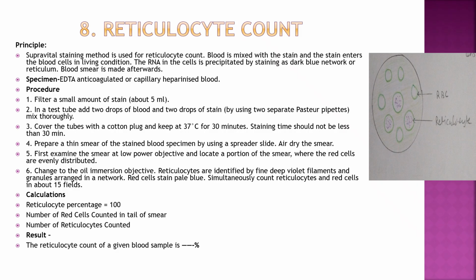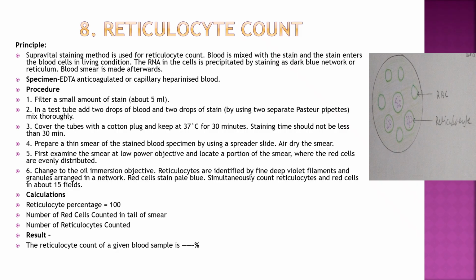Procedure: in a test tube, take 2 drops of blood and 2 drops of stain, then mix thoroughly, then put that test tube into the incubator for half an hour. Then prepare a thin smear of the blood and stain mixture, air dry, and then see under the microscope. Reticulocytes are seen as green cells, identified by deep violet filaments and granules in the network inside the green RBCs.